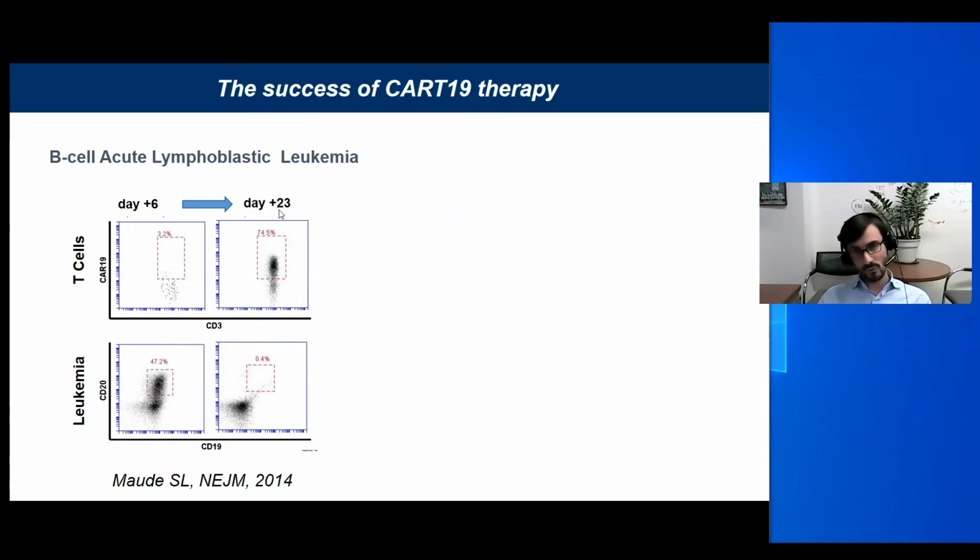But by day 23, there is a huge expansion of CAR-T cells that leads to a clearance of the leukemic cells in the bone marrow. So a very potent anti-leukemic effect in the bone marrow.